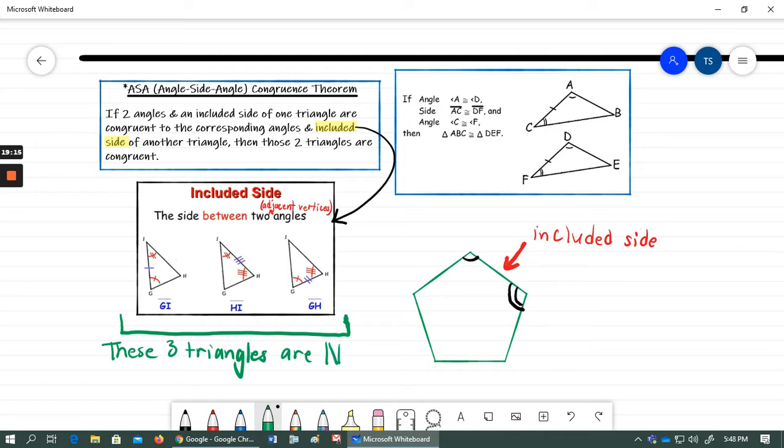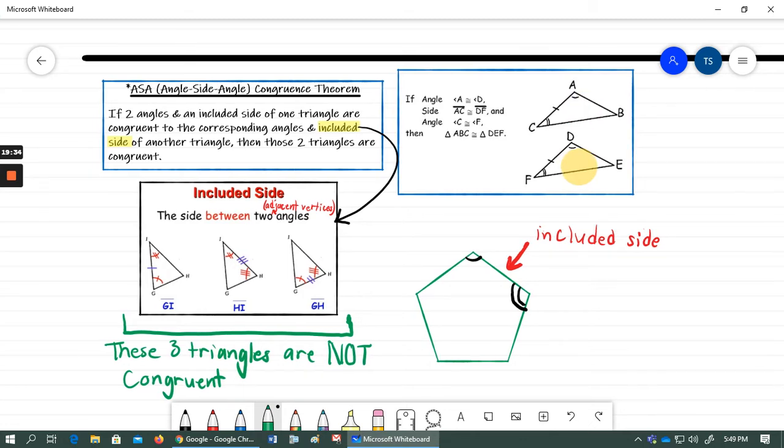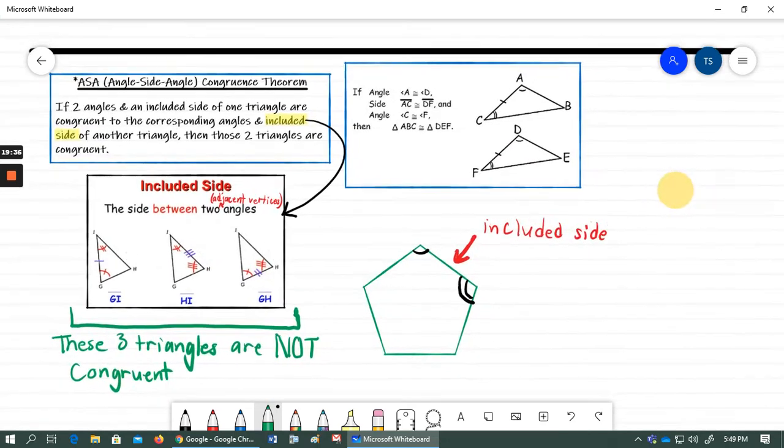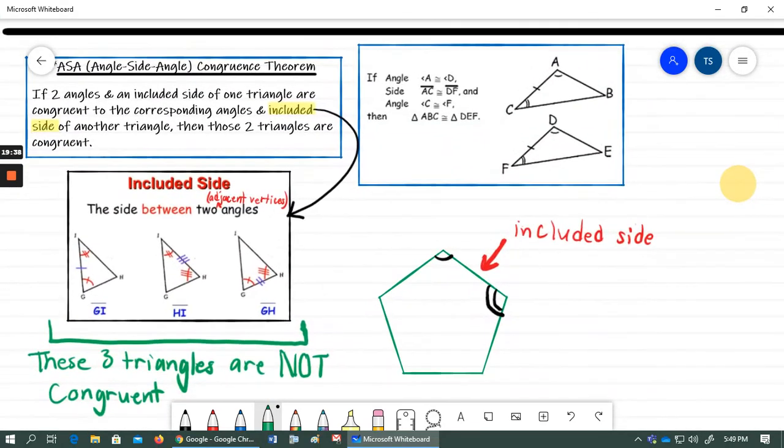Are not, definitely, most certainly, indubitably, definitely not congruent. But guys, those two triangles in the diagram on the right side there, those two are congruent. Yes, they are indeed.